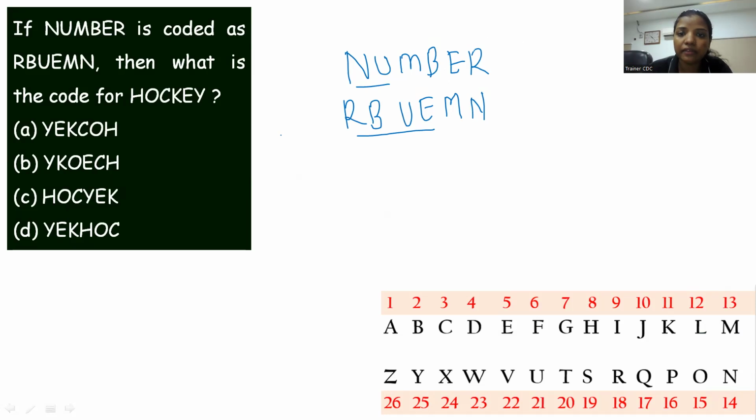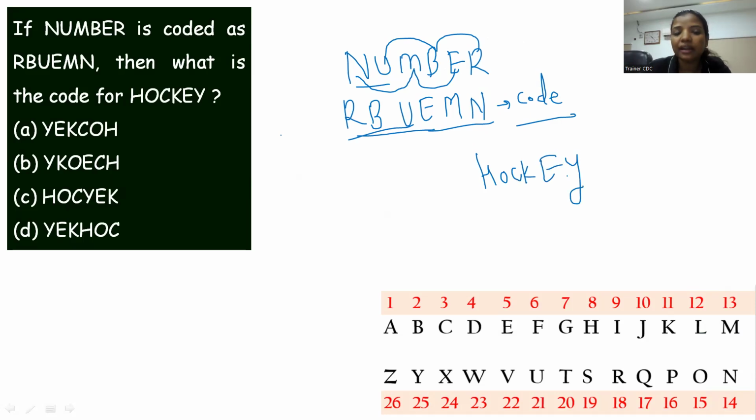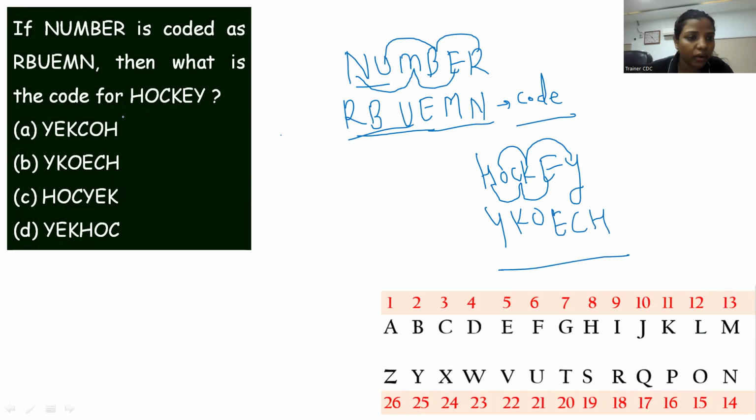From R, if I check, it is R, B, U, E, M and N. This is the code which we are getting. So the same pattern we will use here for hockey. What pattern do I have to use? Reverse alternating order. In reverse alternating order, I'm getting Y first, then K, and then O. So Y, K, O, then E, C, and H. Which option has this answer? Y, K, O, E, C, H. Option number B is the correct answer.